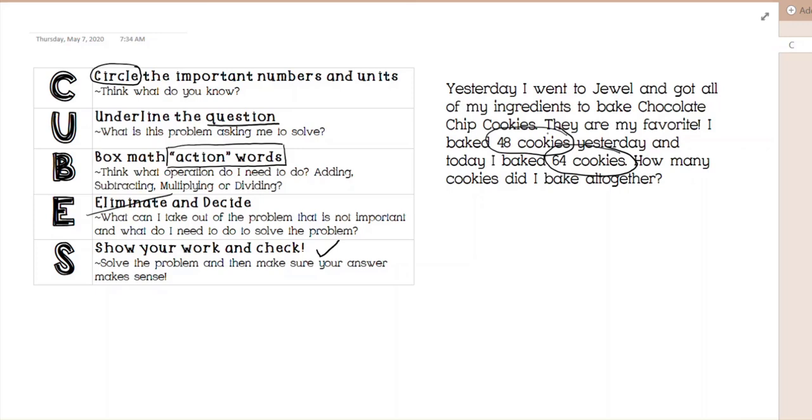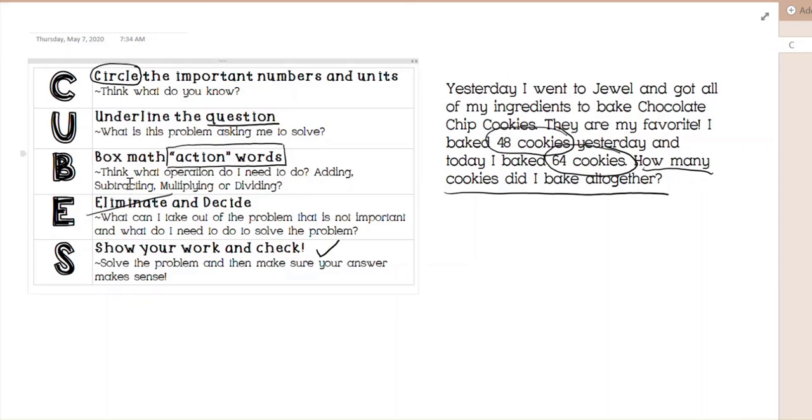Then we're going to underline our question. What is our problem asking us to do? Well, this question mark always tells us that this is the question. And it's asking us, how many cookies did I bake all together?